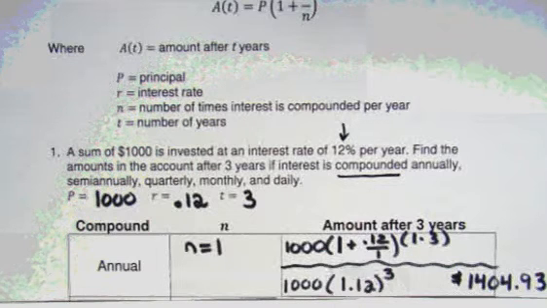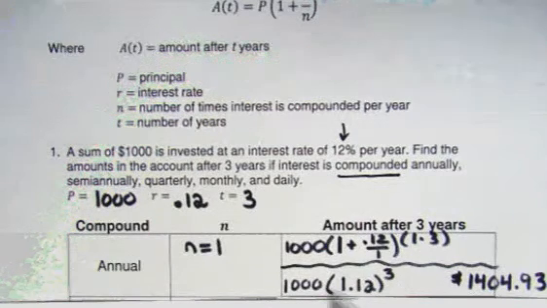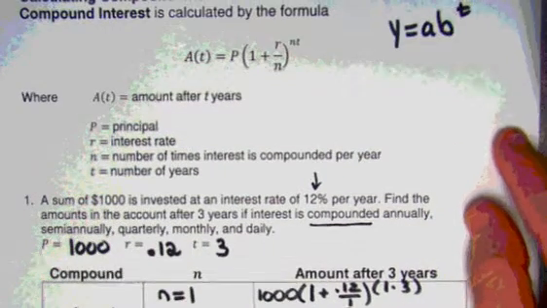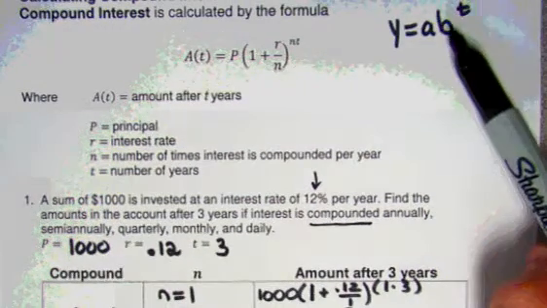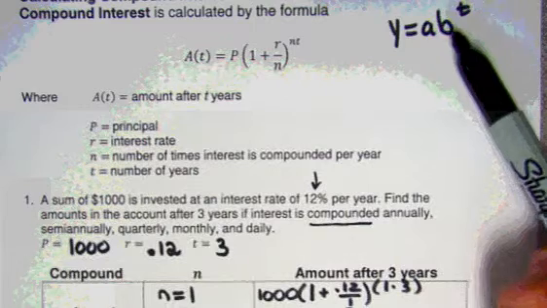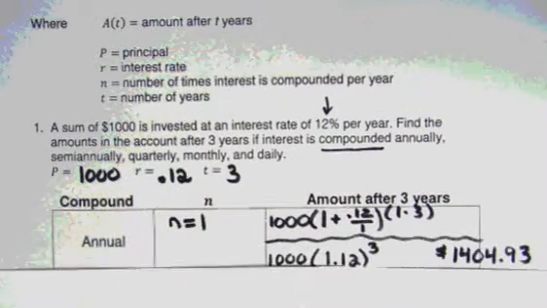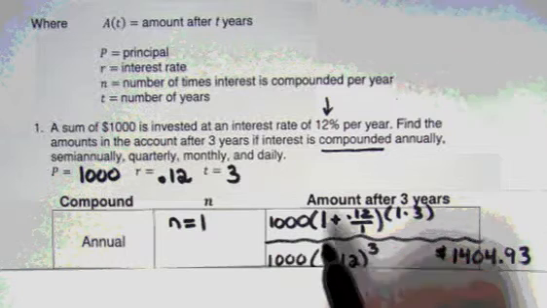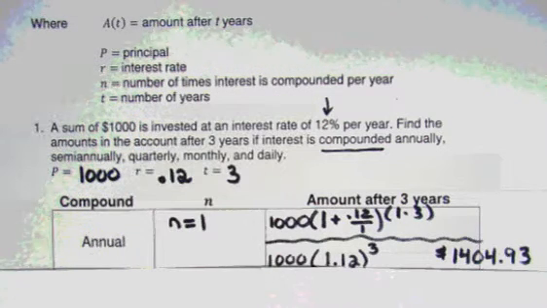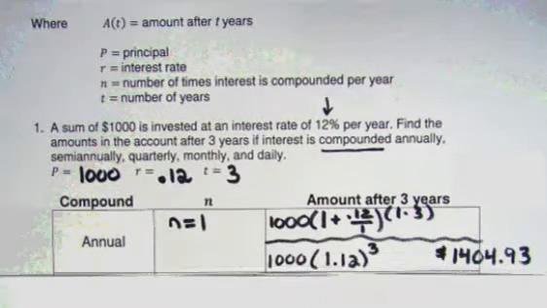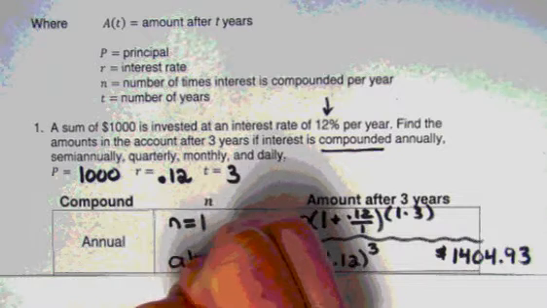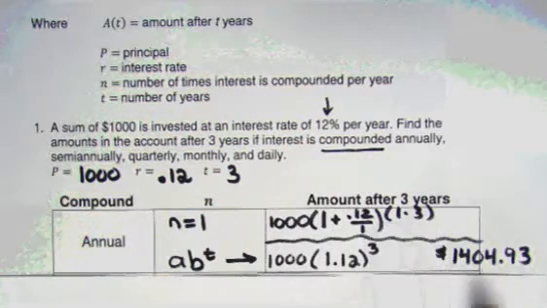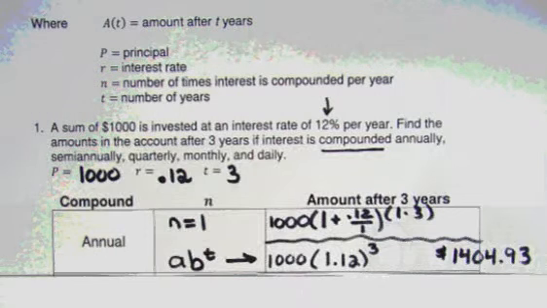So what you'll notice about this formula is that with ab to the t that we did before, we had to physically add the 1 ourselves, or in other words, add the 100%. But not for this formula. For this formula, that 100% is built in, which is why we can just use the 0.12. So whichever way you like it, if you like the ab to the t form, or if you like the compound interest formula, they would both give you the same answer, which is 1404.93.